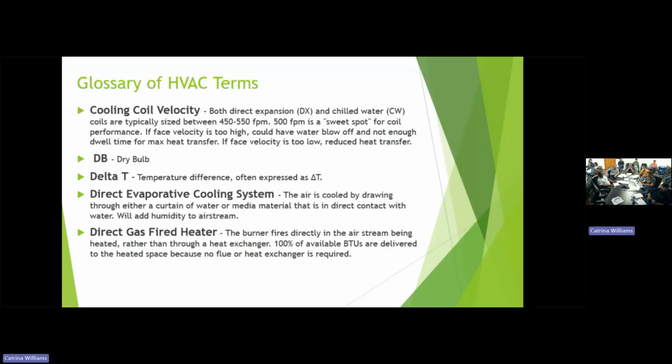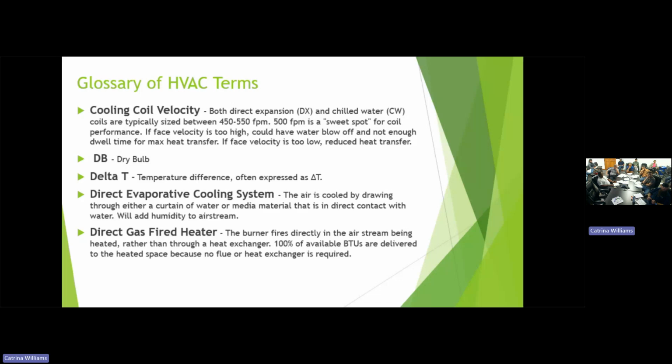Well, if it's higher than 500, you have the possibility of water carrying over into the duct work or potentially into the building. You don't want that in the unit. So we keep the velocity around 500 to keep water from getting in the airstream. If you go too low, you don't get enough heat transfer across the coil. So again, you have to have that sweet spot. We like to go around 500.